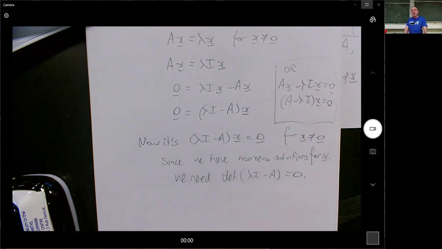So to decide if lambda is an eigenvalue, I can do lambda I minus A and find the determinant. If it comes out to 0, lambda was an eigenvalue. If it doesn't come out to 0, lambda wasn't an eigenvalue.